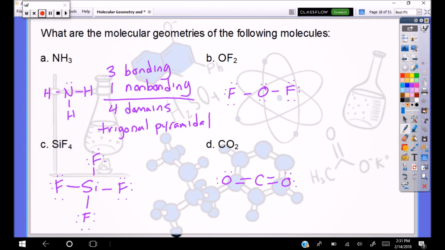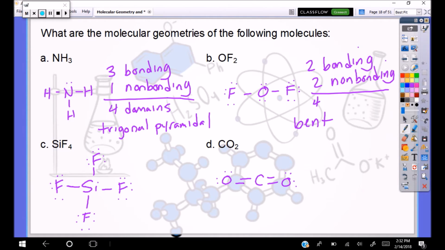Now with the second one, it's tricky because the way I drew it, you could kind of look at it and think, oh, this is linear. But remember, the central atom has 2 bonding groups. Oxygen has 2 non-bonding groups as well. When you have 2 non-bonding groups, you're actually going to have more repulsion, and you're going to not be linear. This is going to be your bent shape. So tetrahedral bent would be the proper way to refer to it.